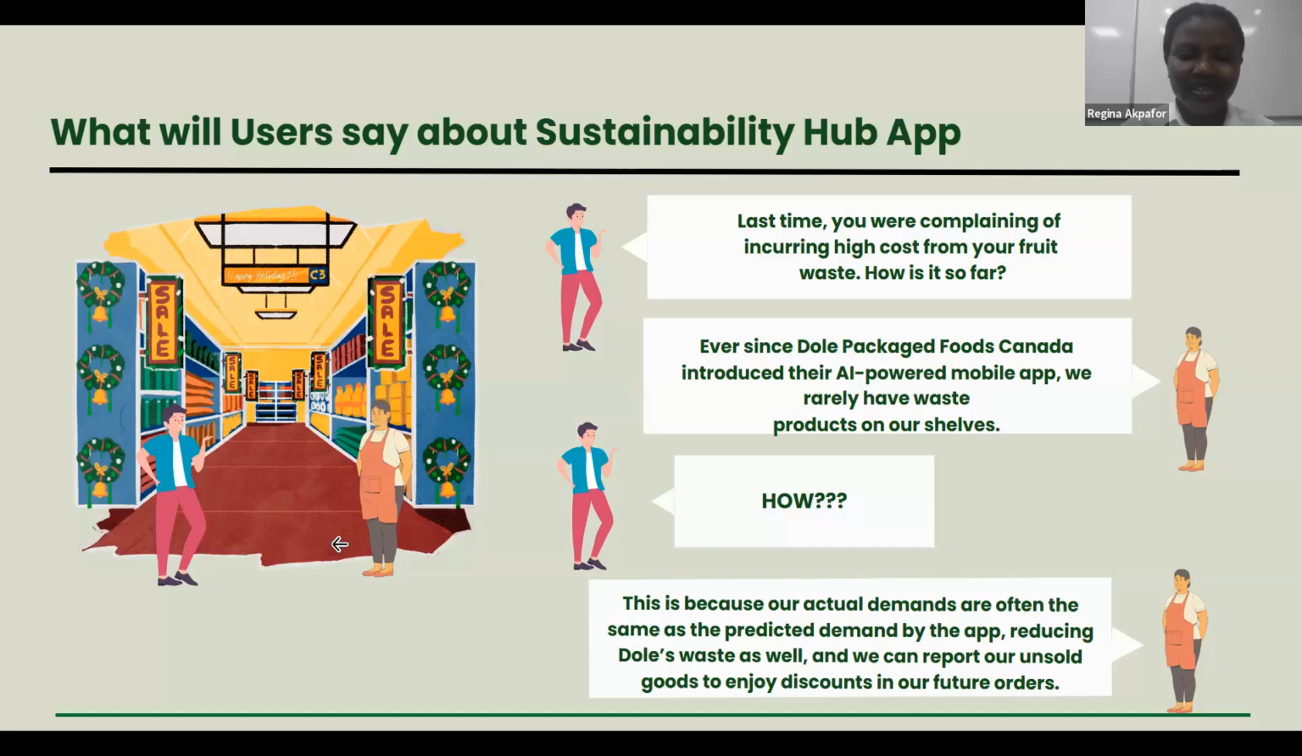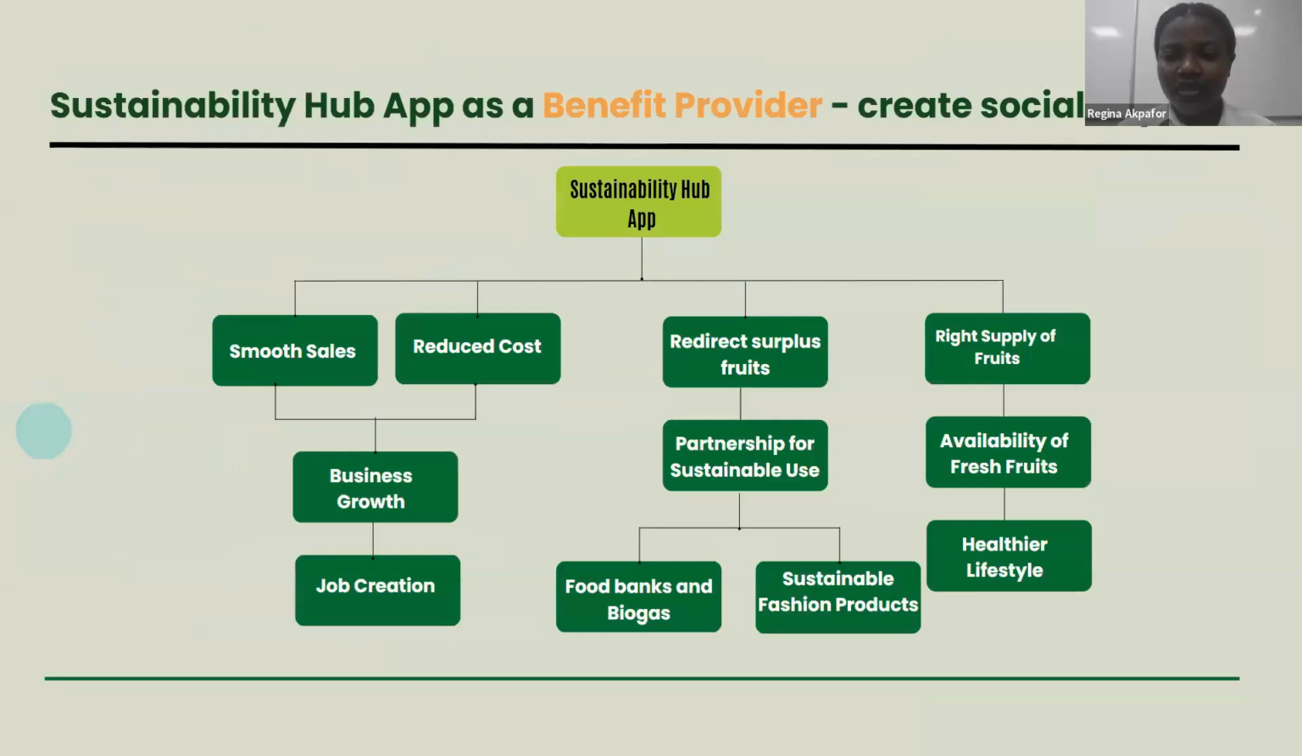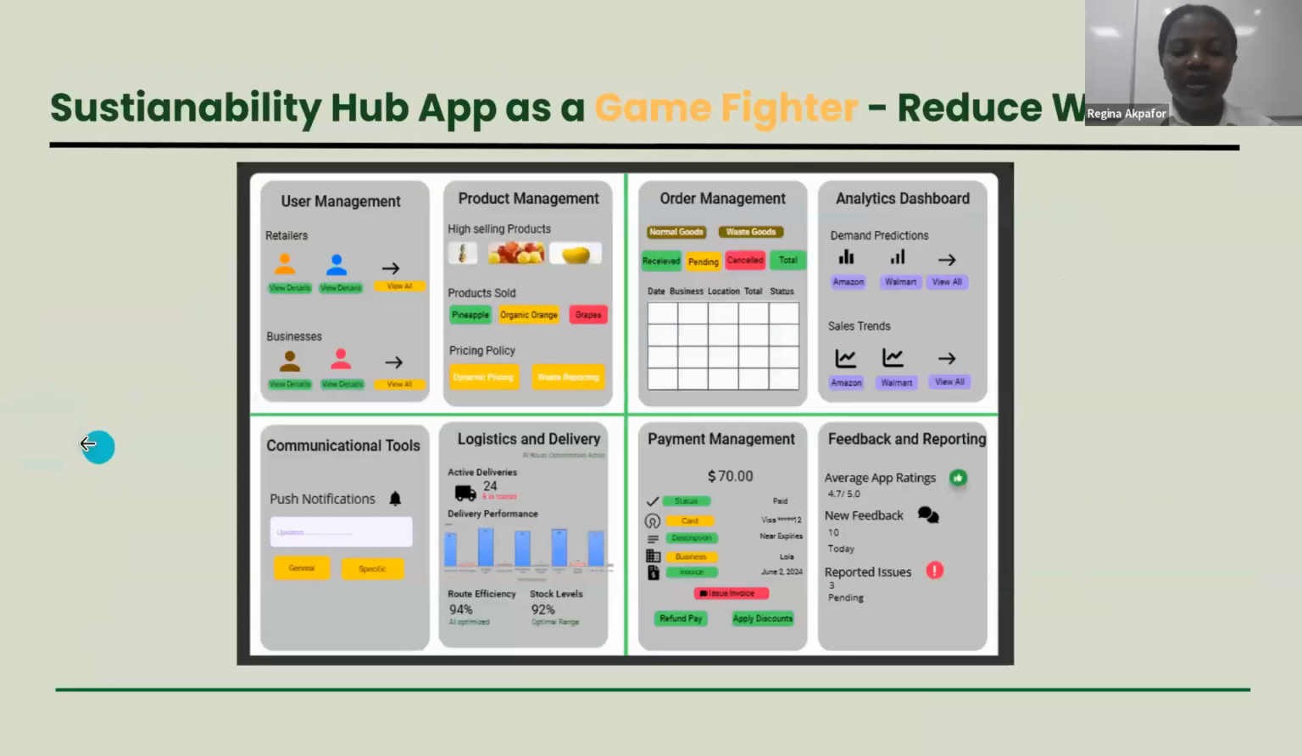Thank you very much for the question. So, Amma, can you move the slide to the part that talks about how Dole will manage the app? So this is how the dynamic pricing works. So here, Dole will be able to sell near expiry products through the app to the businesses and the retailers.